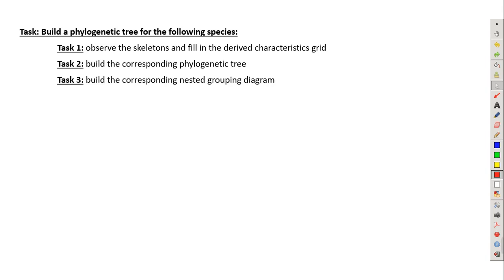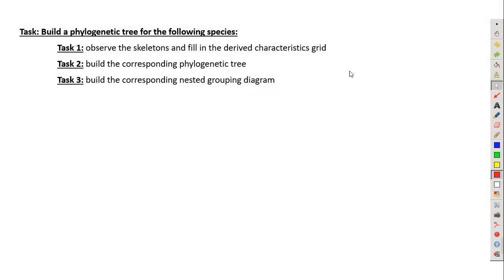There are different steps. Bear in mind that scientists always build theories and diagrams based on data. So the first thing, we will have to pile up data, and we'll observe skeletons to do that, which will help us complete the derived characteristic grid. Once we've got our data, we will then be able to build the phylogenetic tree, and thirdly, we'll also build what is called a nested grouping diagram. A nested grouping diagram is simply another way of showing relationships, just like the phylogenetic tree, based on the same data. So basically they tell you the same thing, but the way of presenting it is simply a little bit different.